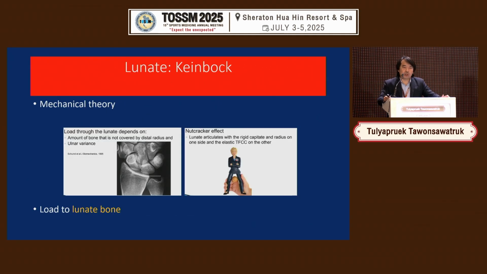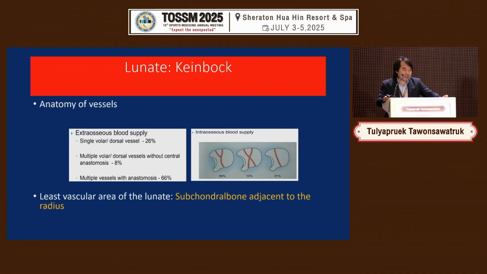So we go on to the lunate, Kienböck's condition. Kienböck's is caused by mechanical force, like a nutcracker, with some sort of force involved on the lunate bone. And the second theory is the vessel theory, an insufficiency of the vessels that supply the lunate by anatomy. So there are two theories that can cause Kienböck disease.